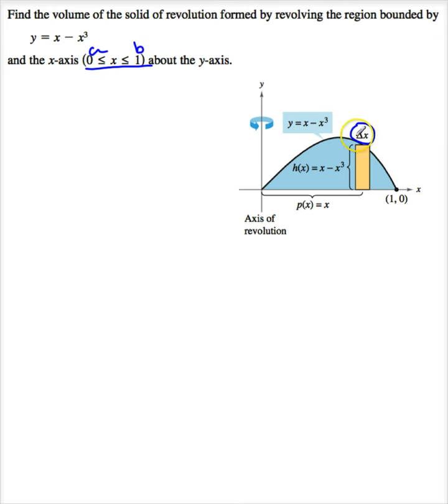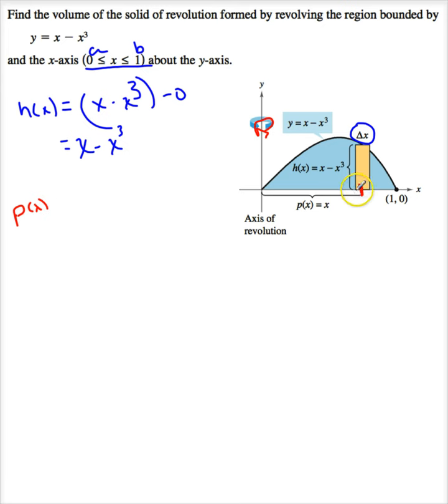So a and b: a is 0 and b is 1. h of x is the height of the rectangle. The height of the rectangle is always top minus bottom. The top function is x minus x cubed. Now what's the bottom function here? It's just y equals 0. So it's x minus x cubed. Now what is p? P is the distance from the rotating axis to the center of my representative rectangle. And in this case, no matter where I put it, it's just going to be located at x. So in this case, p is equal to x.